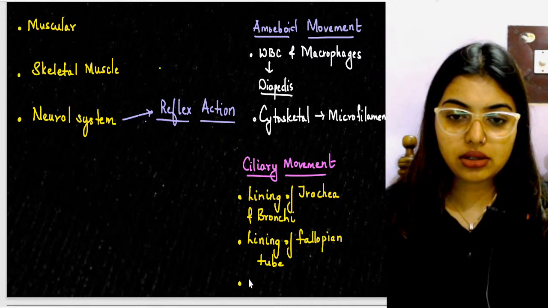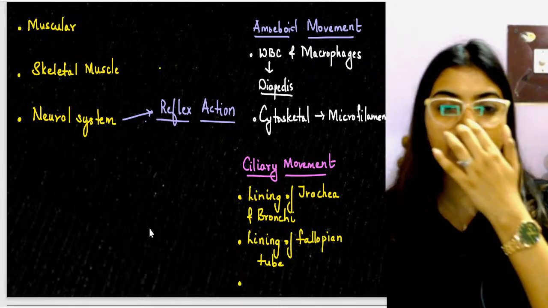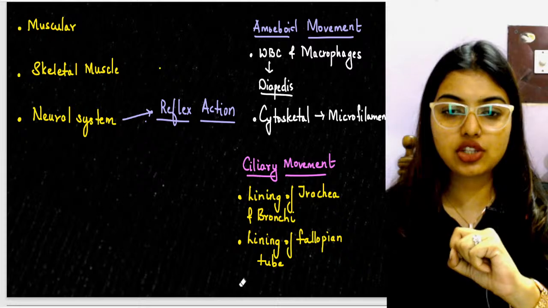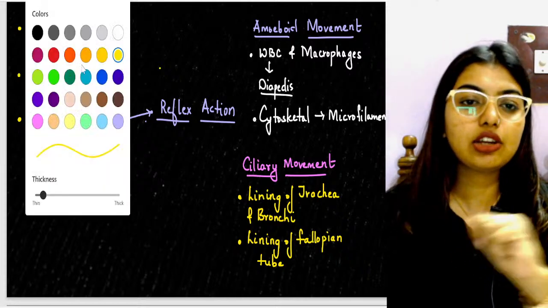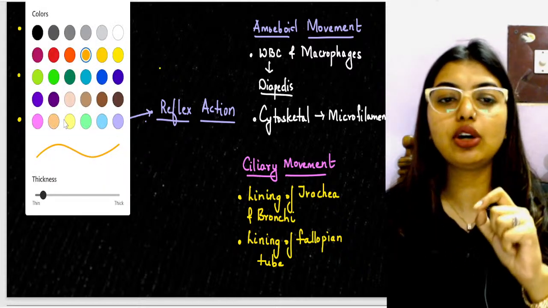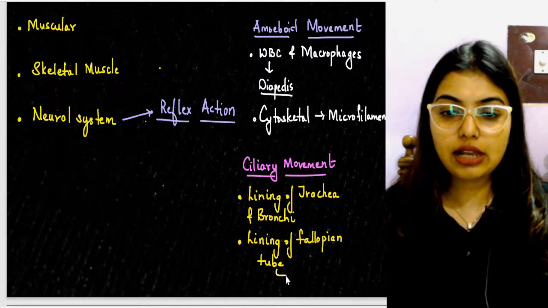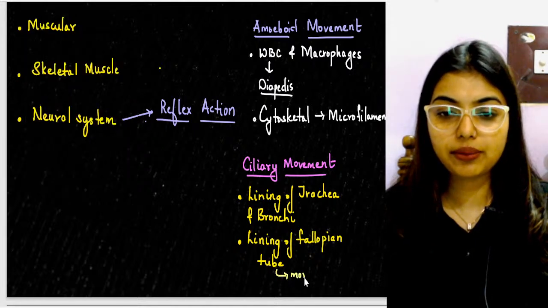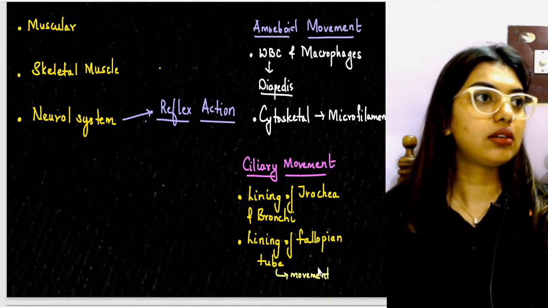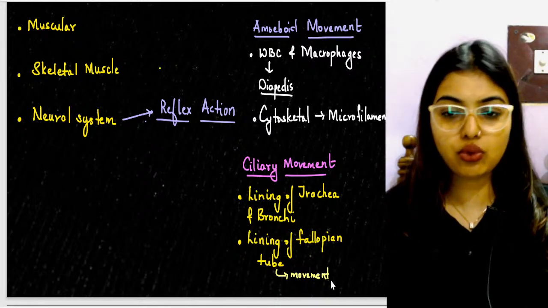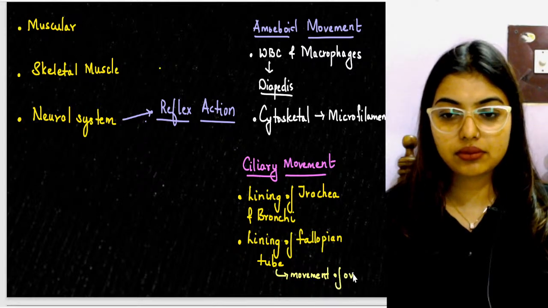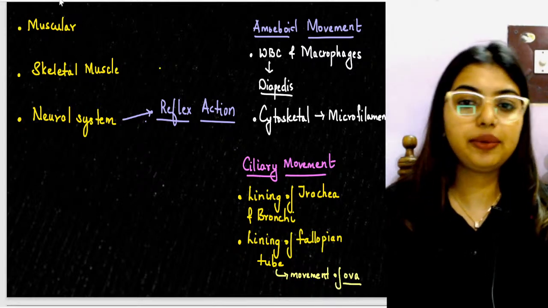And the third one, you can remember ventricles of the brain, but it's not mentioned. So these two linings are enough. And lining of fallopian tube is going to help in the movement of ova. Clear?